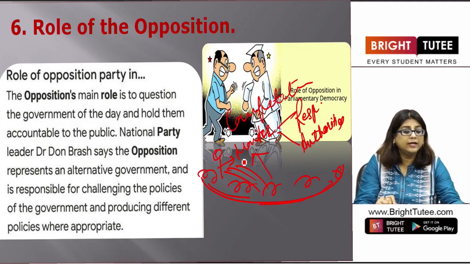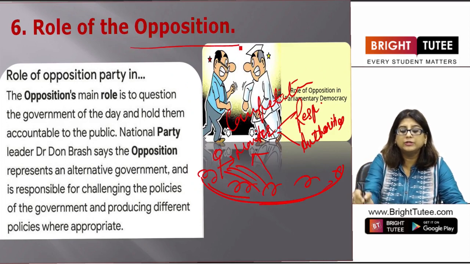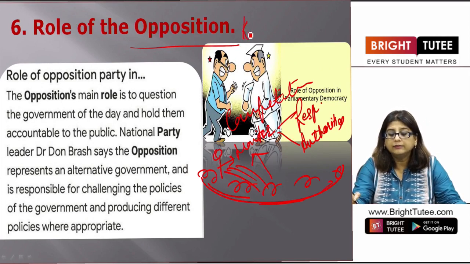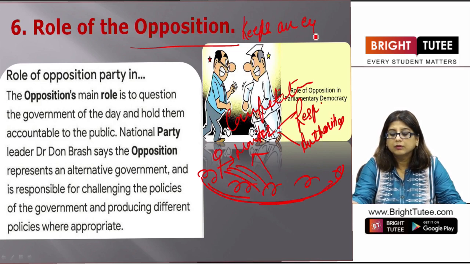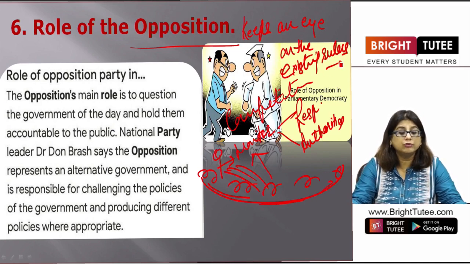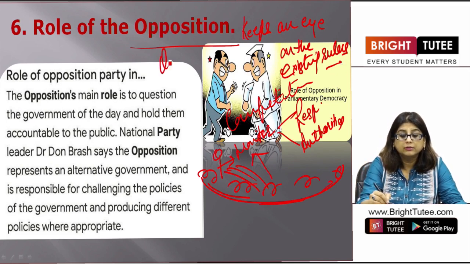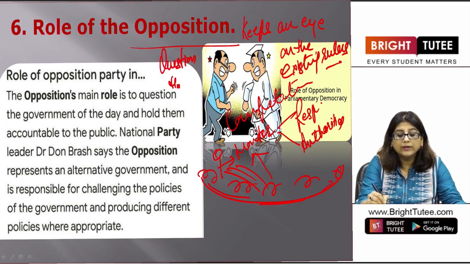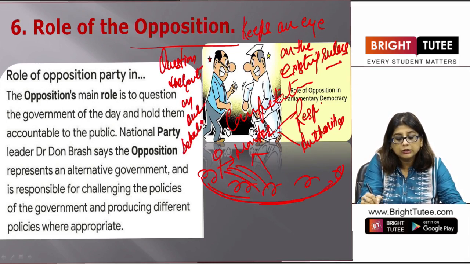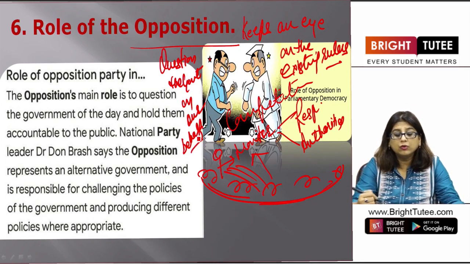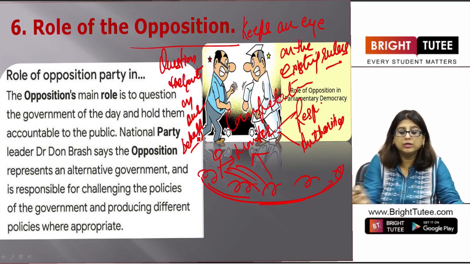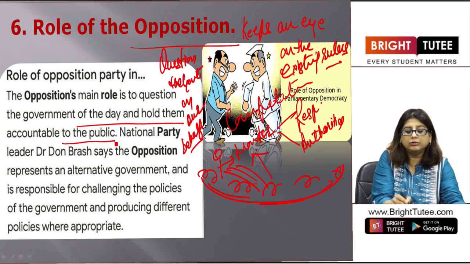So, what does it mean? The same manner happens with the opposition party. They keep an eye on the existing rulers. They play an important role because they question the government. On whose behalf? On our behalf, because ultimately they are also our representatives. So the role of the opposition party is also very, very important. Their role is to question the government of the day and hold them accountable to the public.